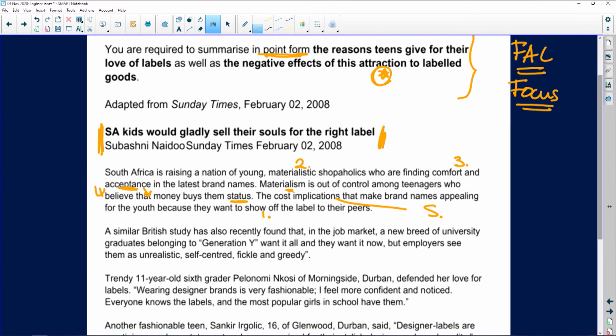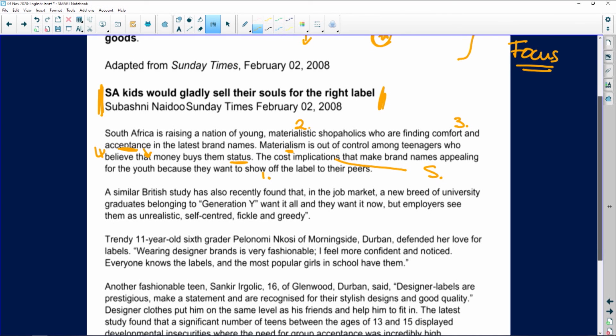Okay, so let's just look at another paragraph before I start wrapping up. Similar British studies found that the job market, a new breed of university graduates want it all, they want it now. Employers see them as unrealistic, self-centered, fickle, and greedy. I'm not sure about whether that I improved the negative effects of this attraction. I'm surely seeing the negative effects on the people themselves, so maybe nothing there. And so I would go on, checking my points.